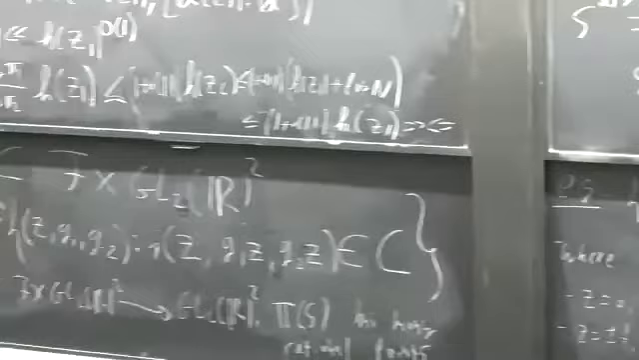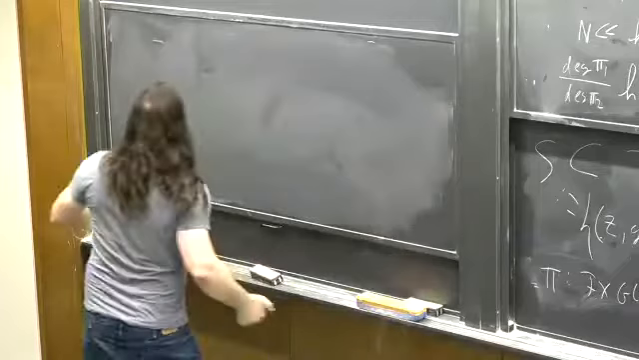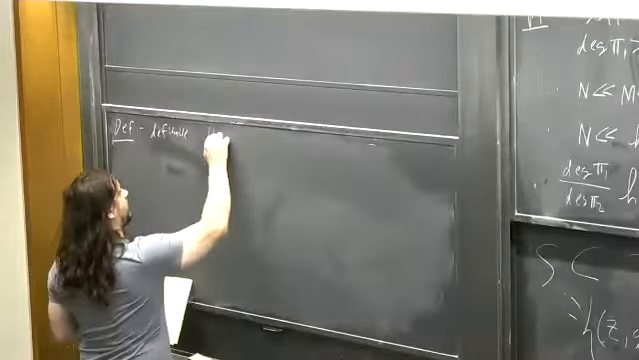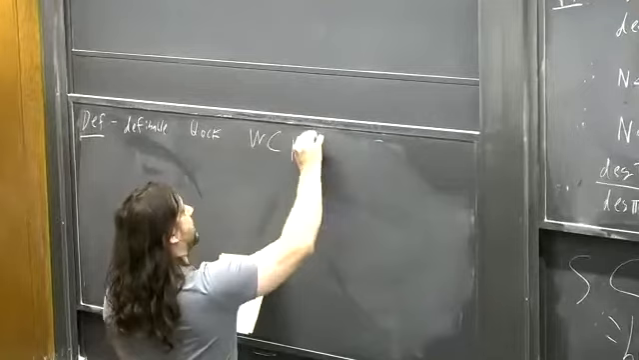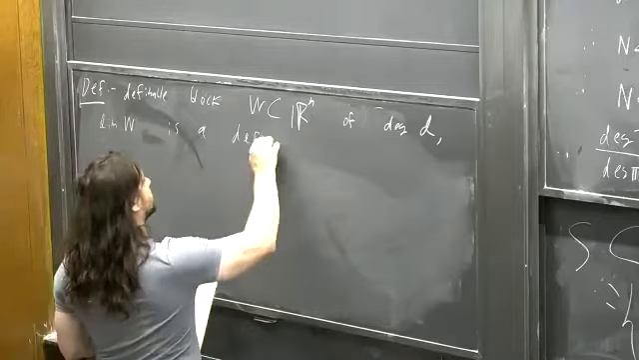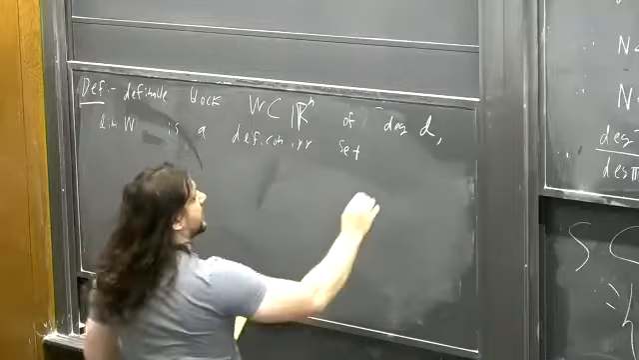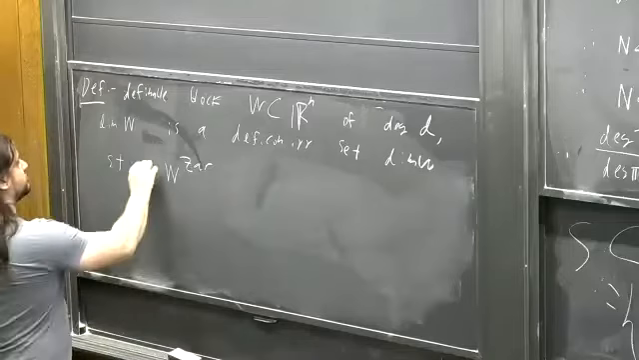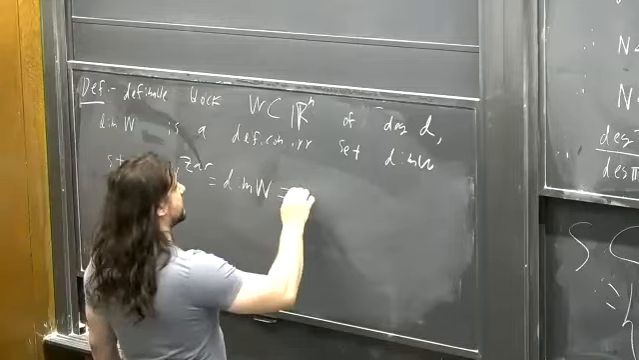Let me erase this. Okay. So, motivated by these two examples, let's give a couple of definitions. So first, a definable block W in some R^n of degree D and dimension W is a definable, connected, irreducible set of dimension W, such that if I look at the Zariski closure of W, its dimension is the same as the dimension of W, and its degree is D.